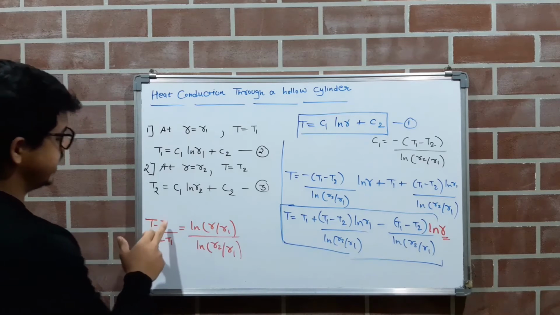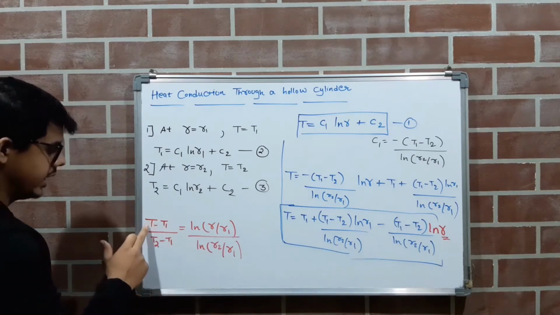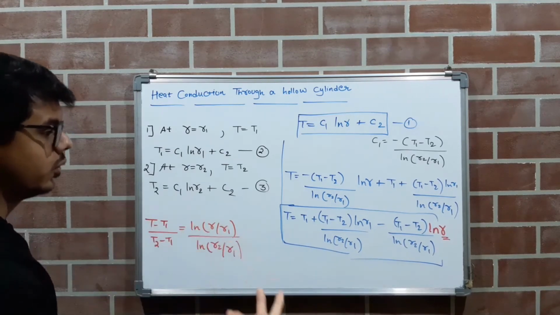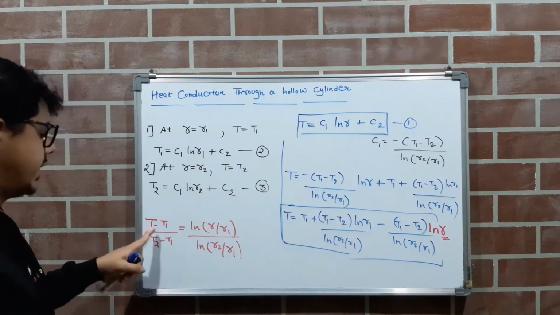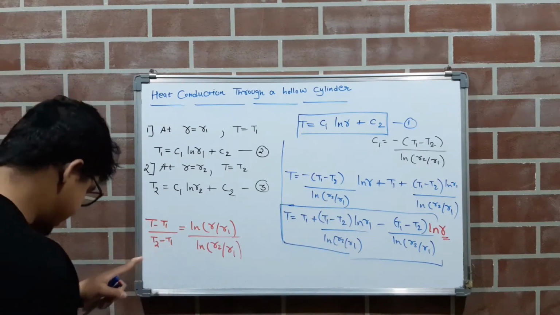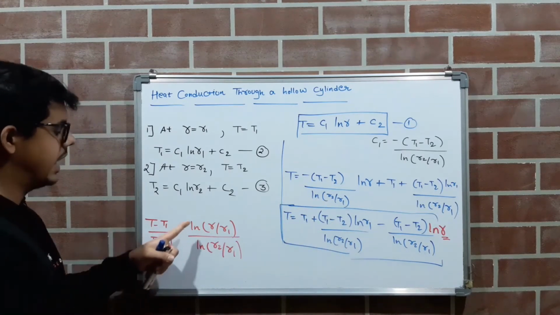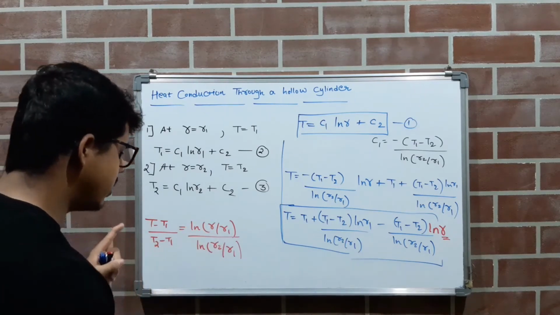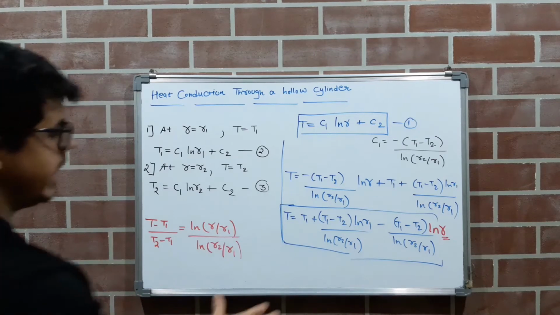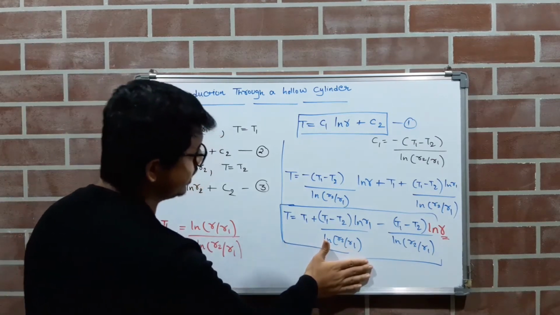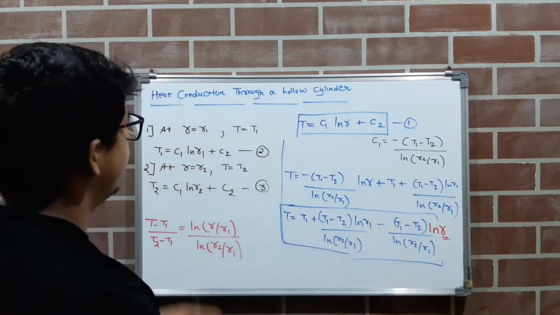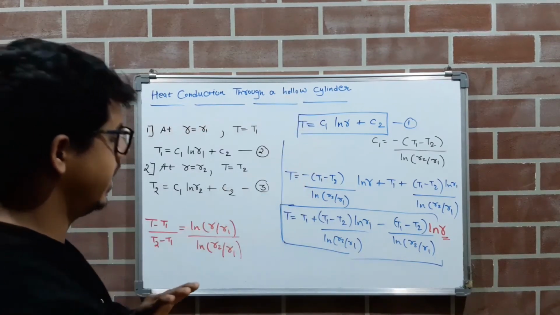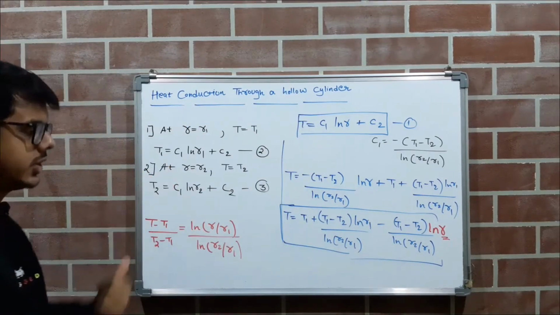It is T minus T1, where T is the temperature which we want to know at that point. So (T minus T1) upon (T2 minus T1) is equal to ln(r upon r1) upon ln(r2 upon r1). Right? Now, as we have the temperature distribution equation, we will derive the formula of heat conduction through a hollow cylinder, and that can be done by Fourier's law.